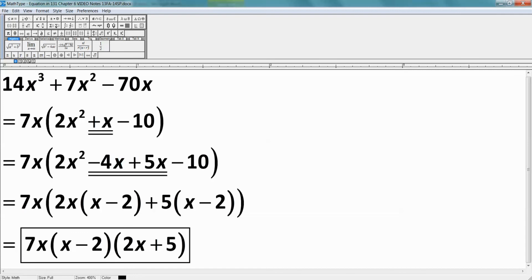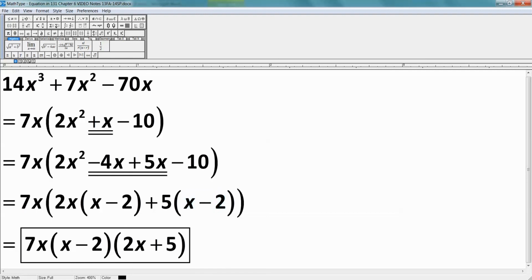So you take the first 2 terms, 2x squared and -4x. You think 2x goes into both of those, so you factor 2x out. That'll leave you an x, because 2x times x makes 2x squared, and a -4 because 2x times -2 makes -4. Then you do it again for the back 2, 5x and the -10. That made 5 go into both of them. 5 comes out, leaves you x, take away 2.